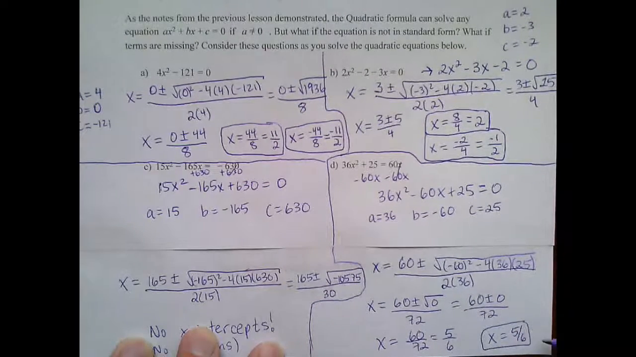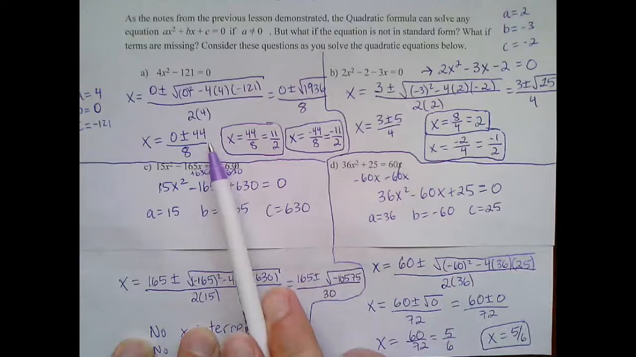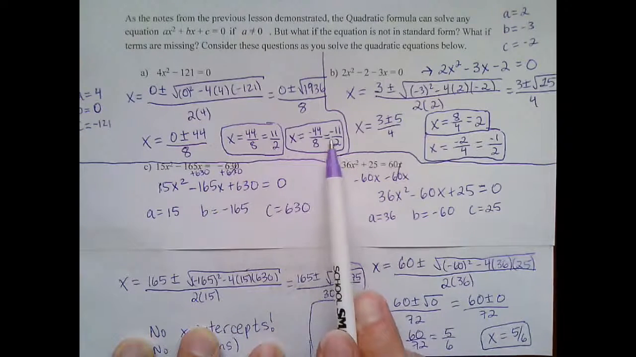There's only one solution for this one because, like what we said, adding 0 to 60 or subtracting 0 from 60 will not change 60. So you're just going to get 60 over 72, which reduces to 5/6. So what if I were to ask you in A, how many times does this parabola hit the x-axis? Well, it hits twice because there are 2 solutions.